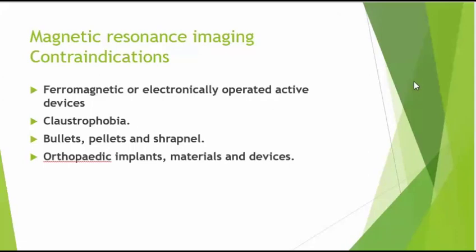MRI is contraindicated in patients who have ferromagnetic or electronically operated active devices implanted in their body, such as automatic cardioverter defibrillators and cardiac pacemakers. Also, claustrophobic patients who are afraid of closed spaces, and those with bullets, pellets, and sharp nails embedded in the body are contraindicated for MRI. Orthodontic implants, materials, and devices are also contraindicated for MRI, as all of these can cause a distortion in the image, and also because of the magnetic field used in MRI.